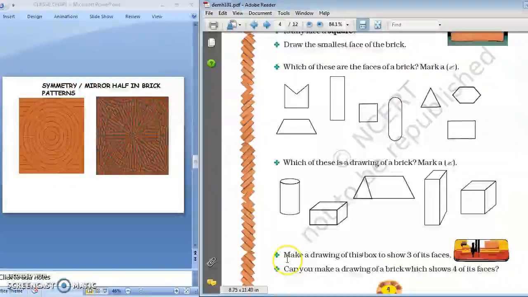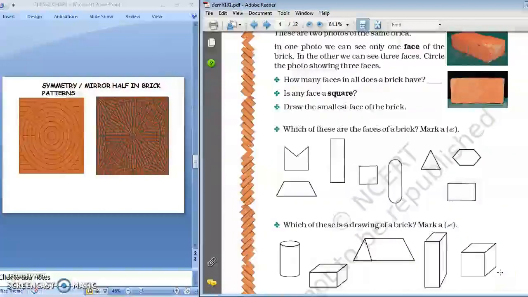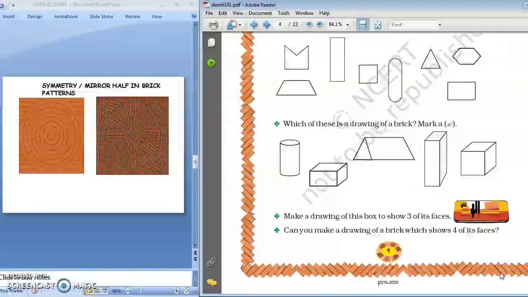Let us go to the next question. Make a drawing of this box to show 3 of its faces. So, now this is your homework. You are going to draw this geometry box and show 3 faces. Take your geometry box or pencil box. You can draw its faces also. So it is the same. Can you make a drawing of a brick which shows 4 of its faces? Why don't you try it yourself? You will be able to know the answer.